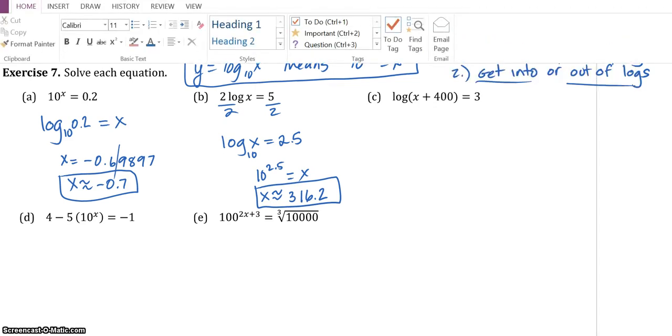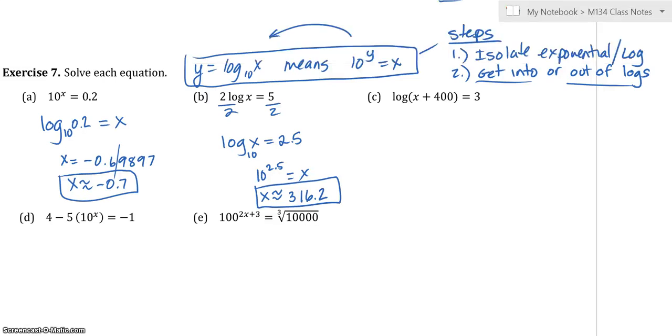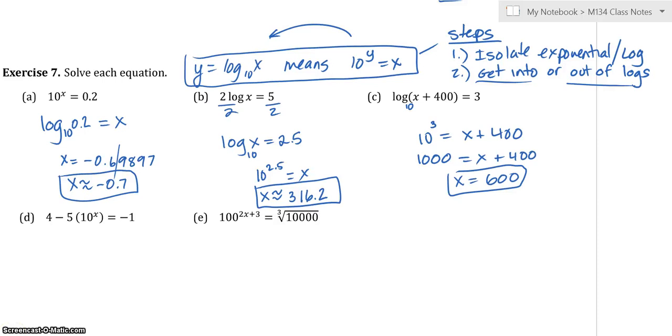So go ahead and try C. If you have not done so already, pause it and see the solution for part C in a minute. Okay, here's the solution. 600. How did I get it? There's a little imaginary 10 there. So I got it out of logs, right? Because it's in logs, I realized there's a 10. The exponent is the 3, and the answer is the inside. So then I just solved that equation. Turned out to be linear.